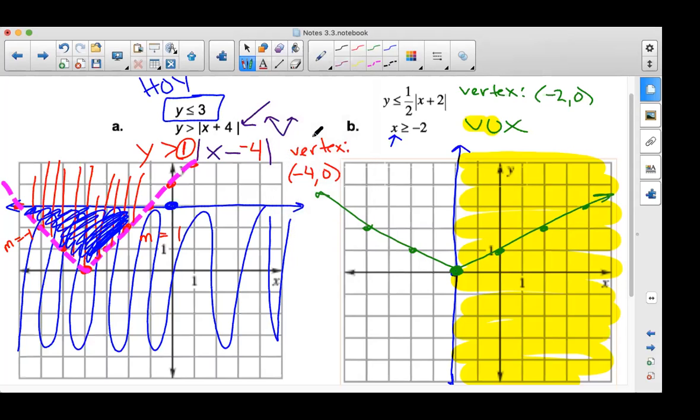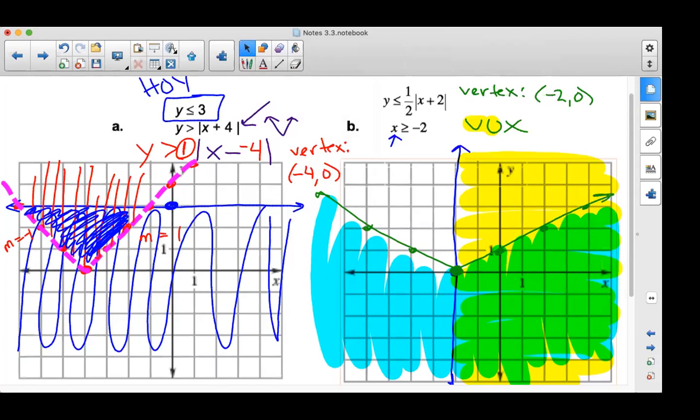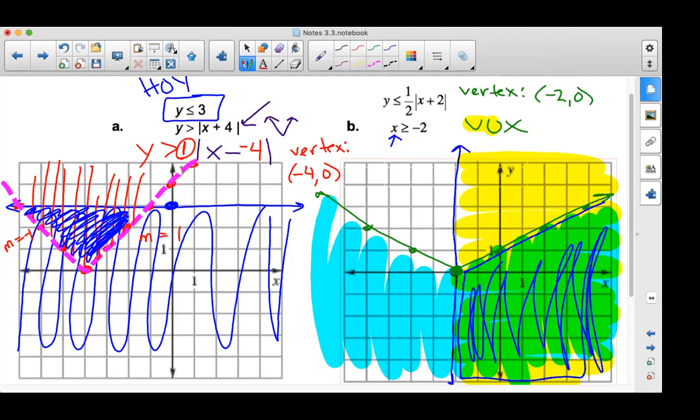Let me see if I can get my highlight back. So less than is below. So again, below any point on my line. My final area is where the two intersect or overlap. And that's this part right here. So underneath this diagonal line, to the right of that vertical line, that's where I got green. My two colors overlap to make a green.